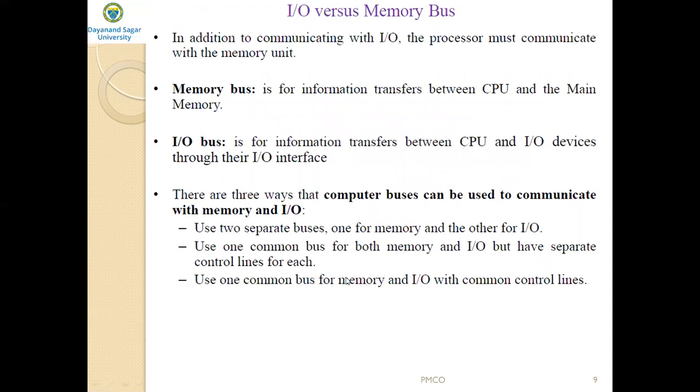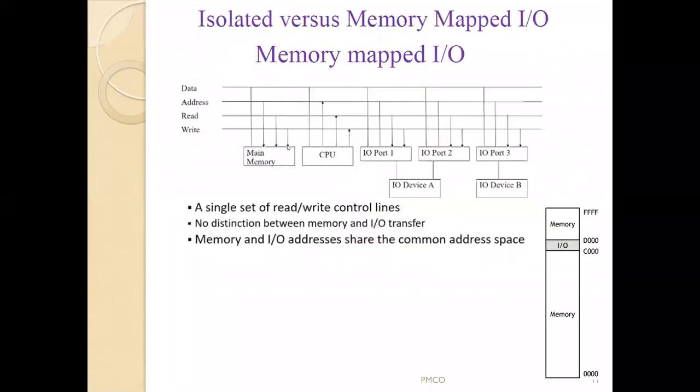So the third way is nothing but the memory mapped I/O. The second way is nothing but the I/O mapped I/O. That means in memory mapped I/O, we will use one common bus for memory and I/O with common control lines. Whereas in isolated I/O, we will use one common bus for both memory and I/O, but have separate control lines for each. So that is what memory mapped I/O is.